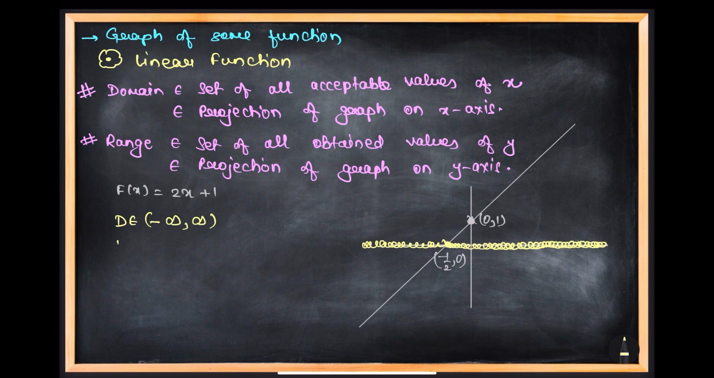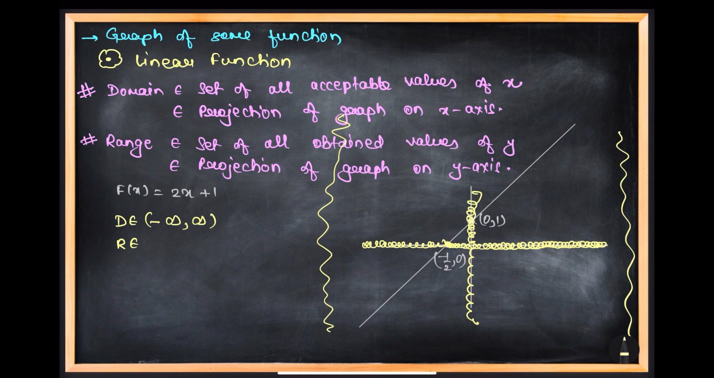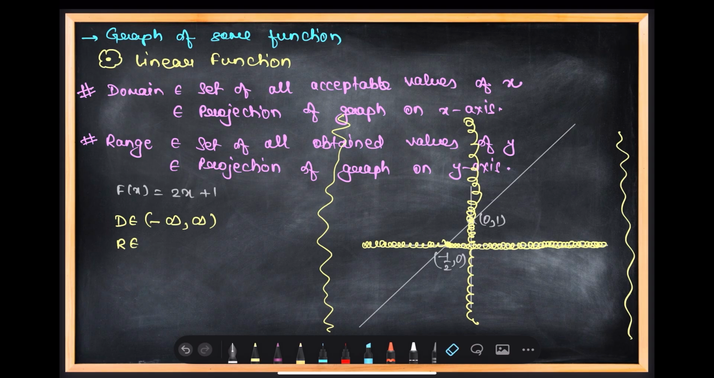Okay, now think about the range. So range is, you have to switch on the light from this side. If you switch on the light from this side, this part will be dark. If you switch on the light from this side, this part will be dark. Okay, so the dark part will represent the range.